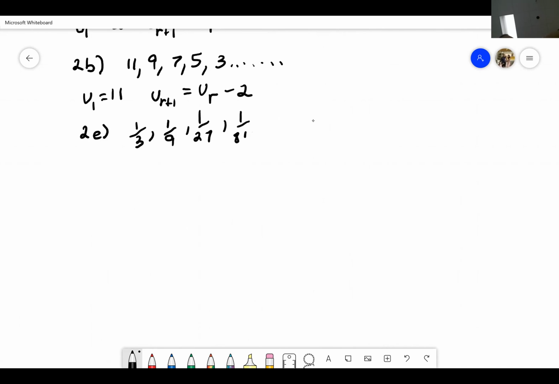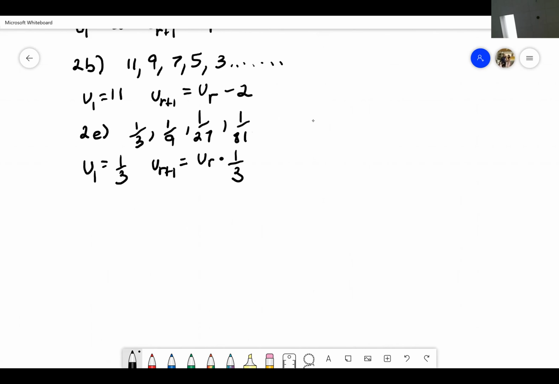So what does it look like there? So what's my first term? 1/3. So u_{r+1} must equal what? How would you write this? Okay, you're saying you are what? Okay, so if you write u_r, that's fine. Times 1/3. Would that work? I think it will.